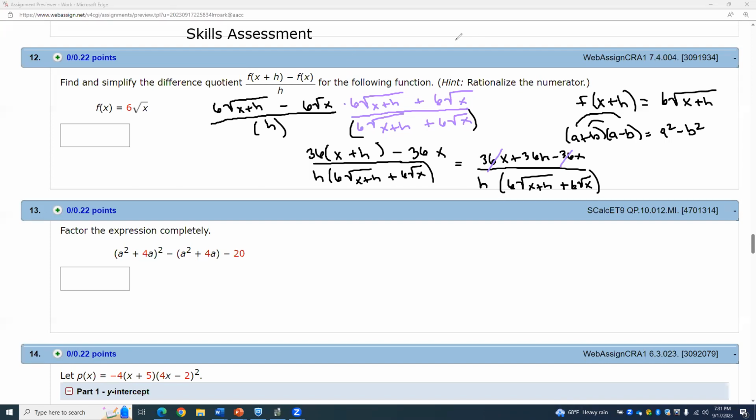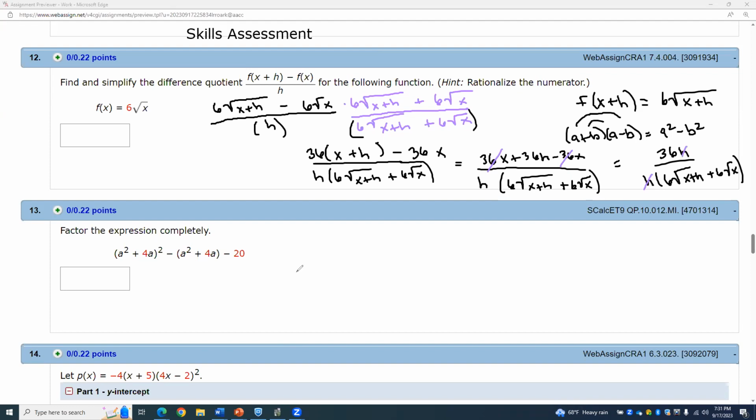So do be careful. I still have people all the time trying to cancel some stuff out early. You cannot just cancel out the h without having gotten this down to one term. It's the whole idea of canceling a factor versus a term. I know it's challenging, but we had to get rid of the x's so that we just have 36 times h, and now we can go ahead and cancel out our h's.